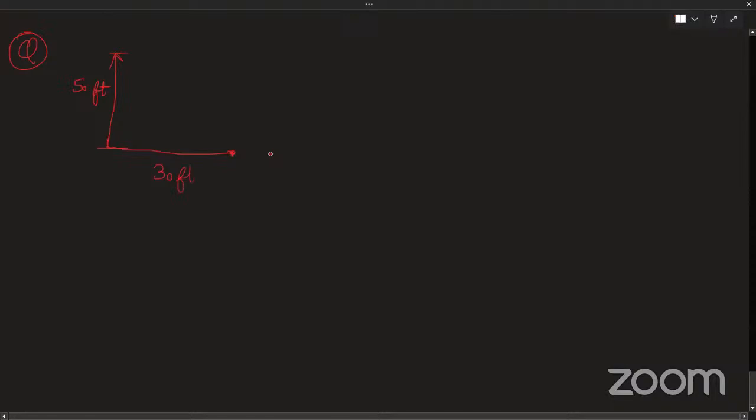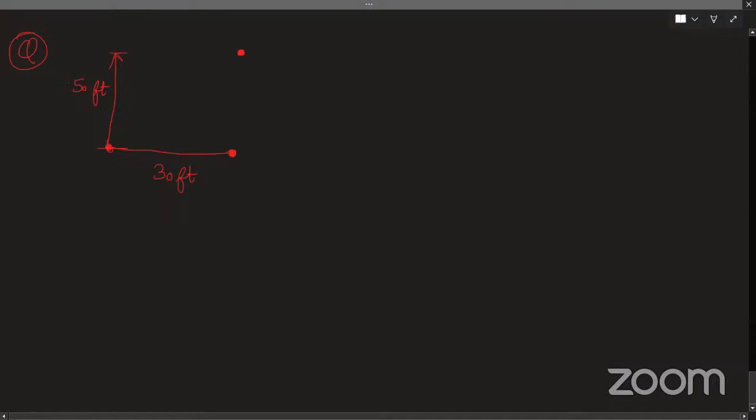So a lamp is 50 feet above the ground. Again, similar type of question. Lamp is 50 feet above the ground. A ball is dropped from same height from a point 30 feet away from the light pole. Okay, so a point that's 30 feet away. I've got a point that's 30 feet away. And obviously, a ball is dropped from here.